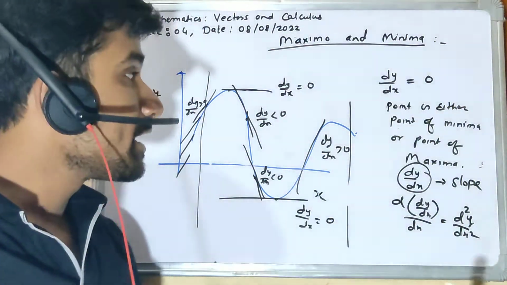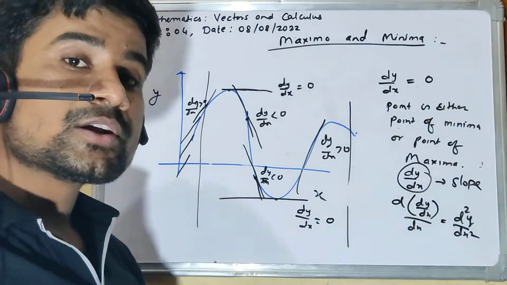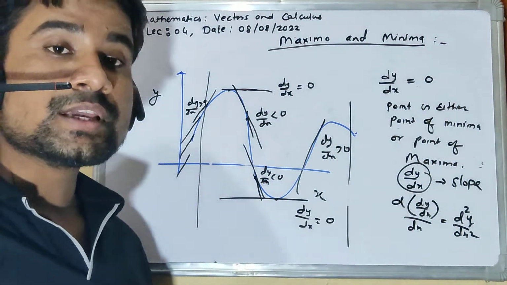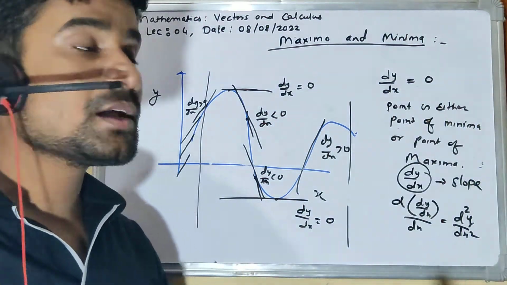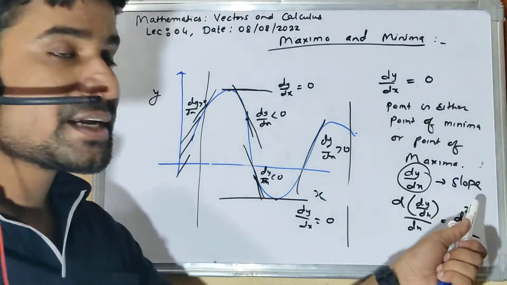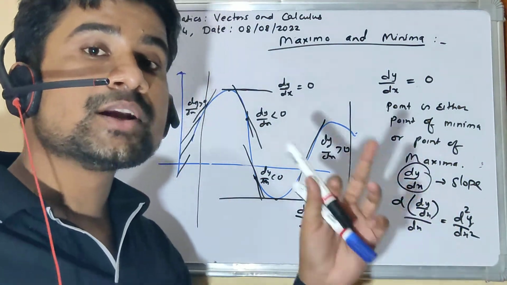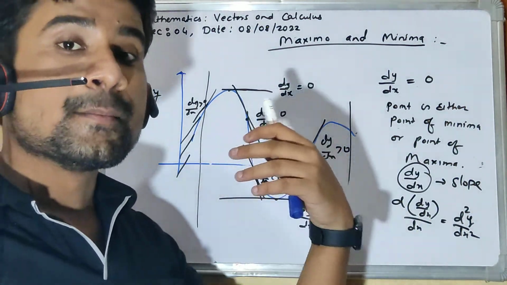But for a point of minima, this particular quantity will be positive, right? So we started with: when dy by dx equal to 0, the point is either a point of minima or a point of maxima. We were still not clear, because it is not unique, how to find whether that was a point of maxima or a point of minima. So we calculated d2y by dx square, and we say that when this is less than 0, it is a point of maxima, and when it is greater than 0, it is a point of minima, right?